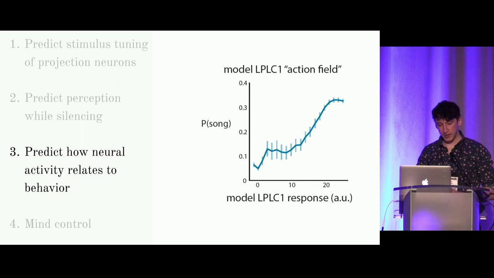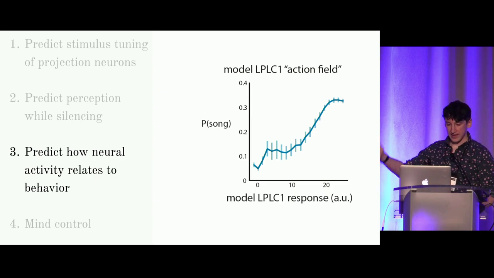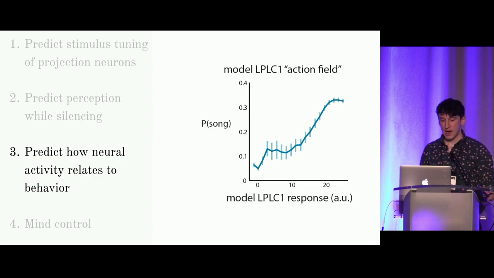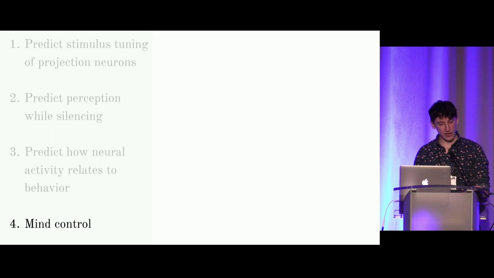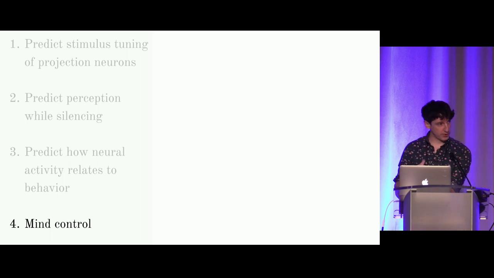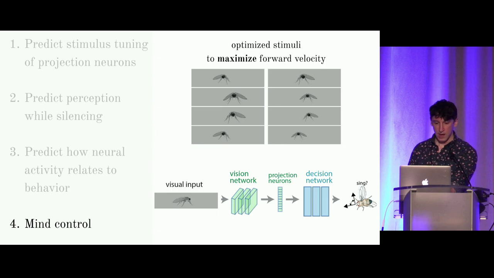So one thing we can do is we can look at the activity in the model, and we can ask, as this model's activity changes, how does the behavior change? In this case, you can see as the model neuron's activity increases, which is on the x-axis, he produces more song. So this is a prediction. We haven't tested it yet. But if we think our model can predict behavior, we should be able to use this model to sculpt and control the behavior. And if we can do that, that's another strong prediction that validates the model. So that's what we're going to do.